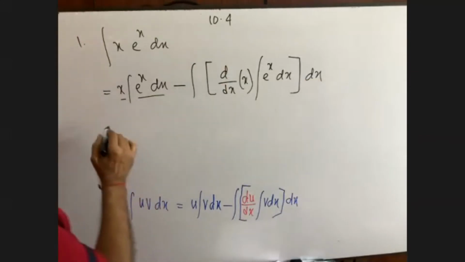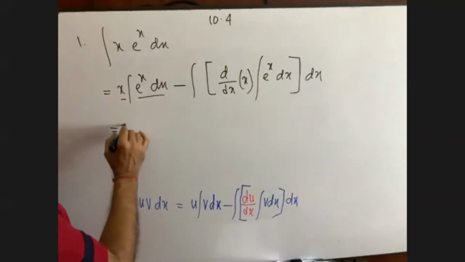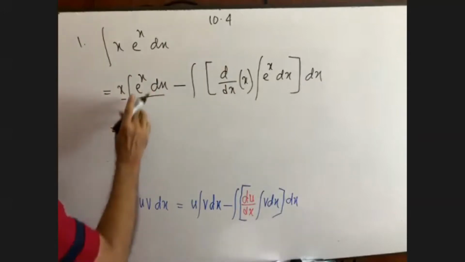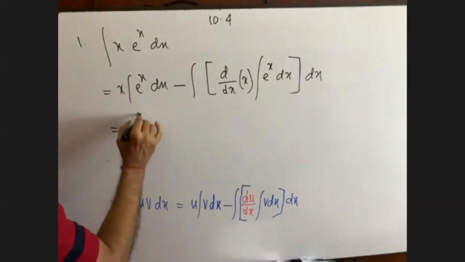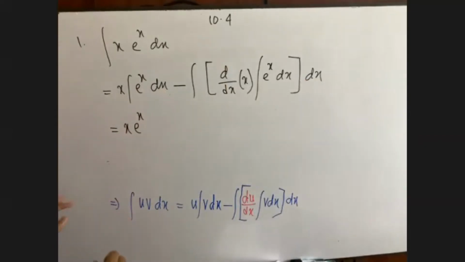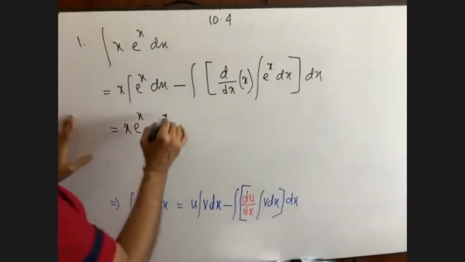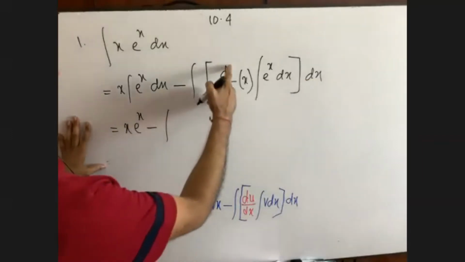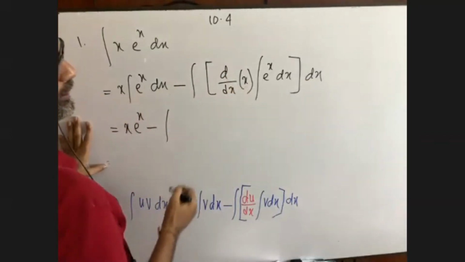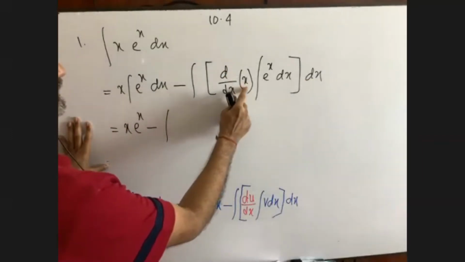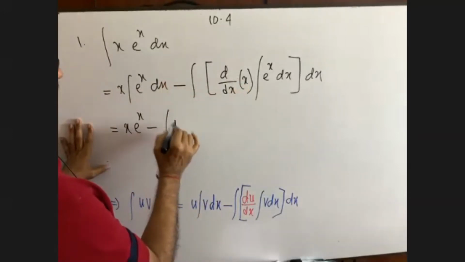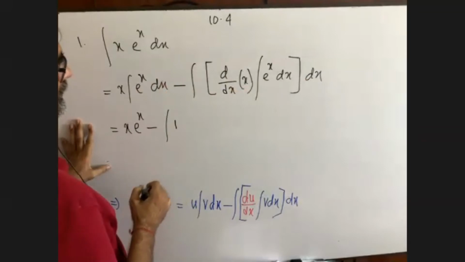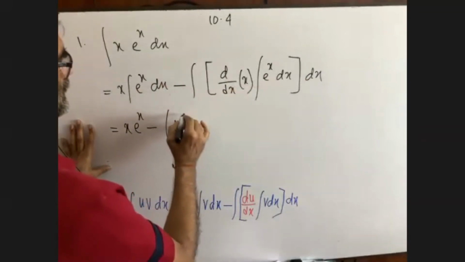Now let me know, it is x. What is the integration of e^x? It is e^x. Then minus integration sign. What is d by dx of x? What is the differentiation of x? It is 1. So we write down 1.